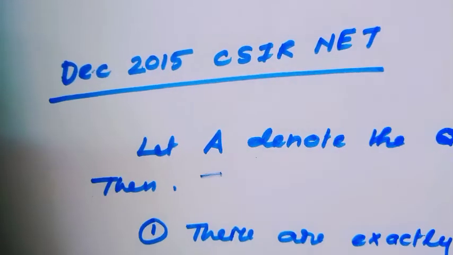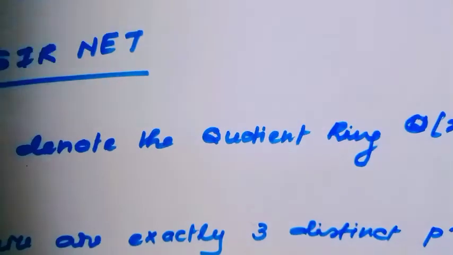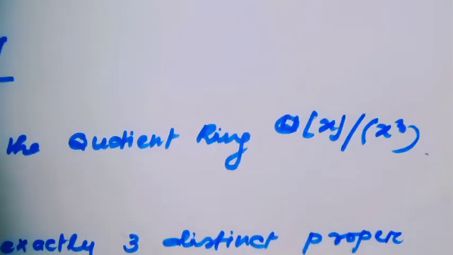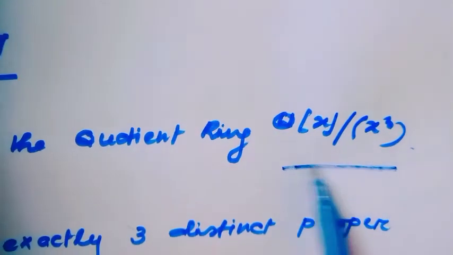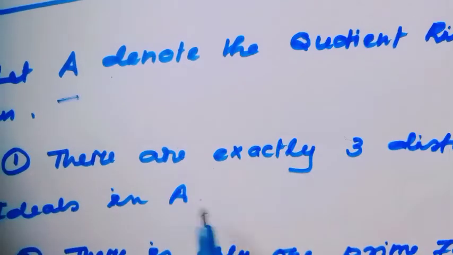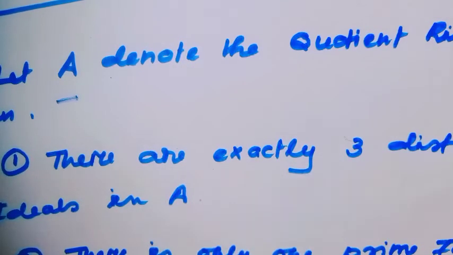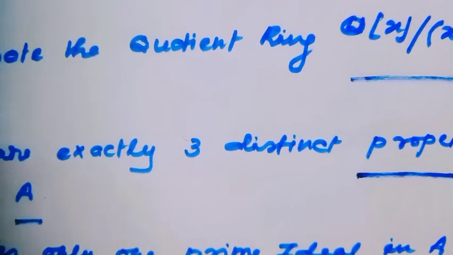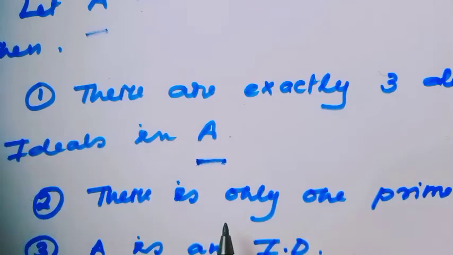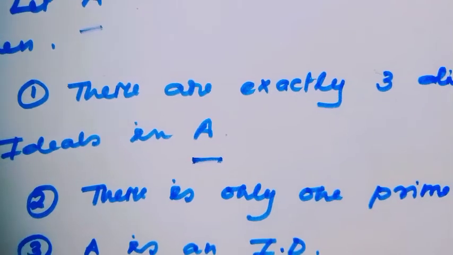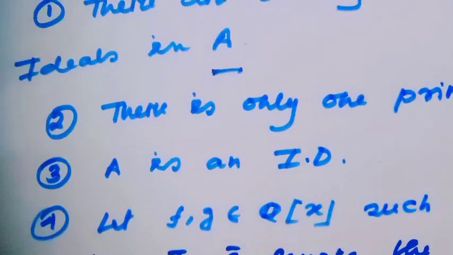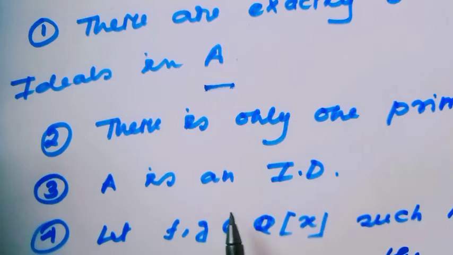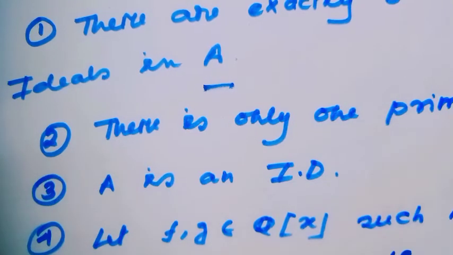The question is: let A denote the quotient ring Q[x] modulo the ideal generated by x^3. Then option 1: there are exactly 3 distinct proper ideals in A. Option 2: there is only one prime ideal in A. And option 3: A is an integral domain.